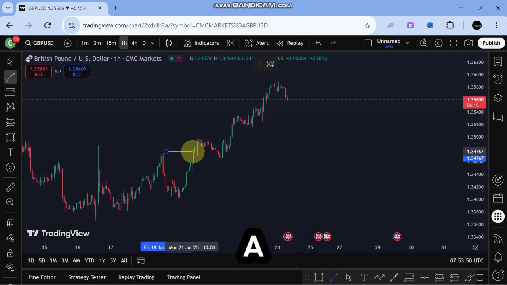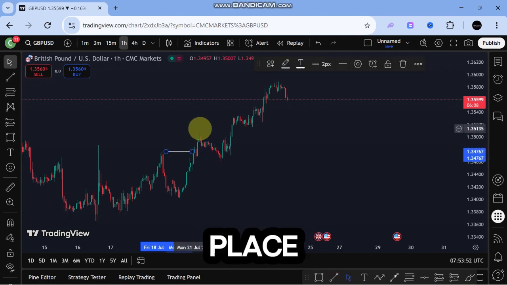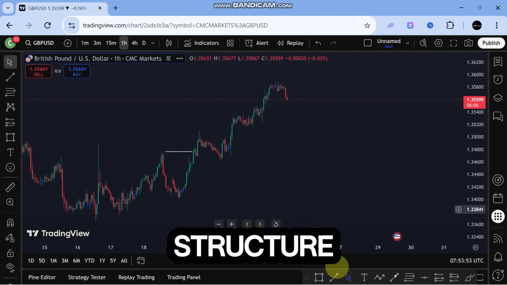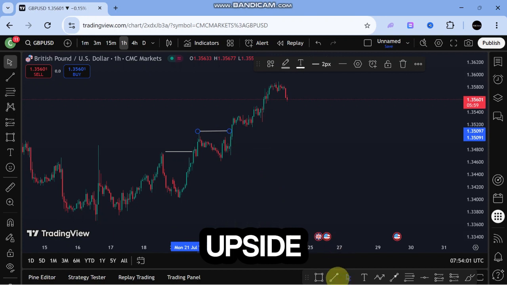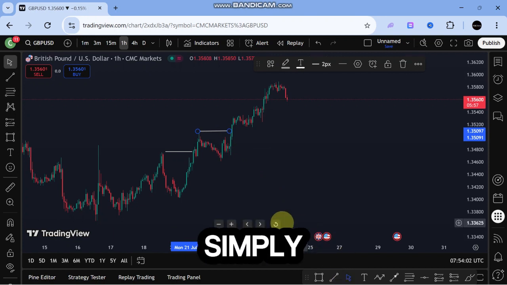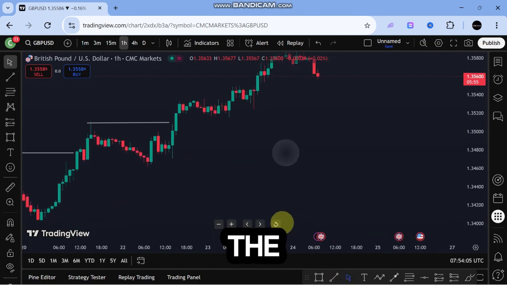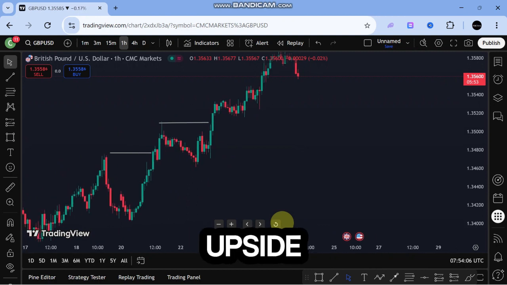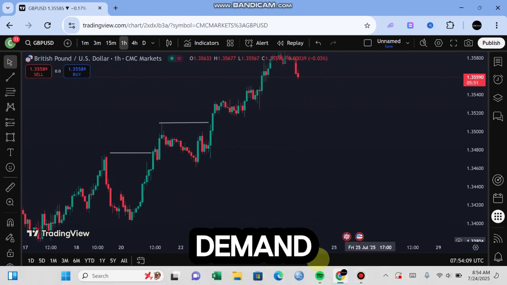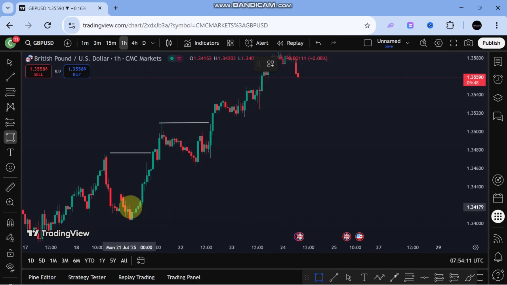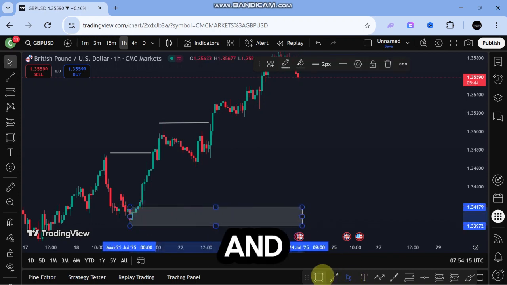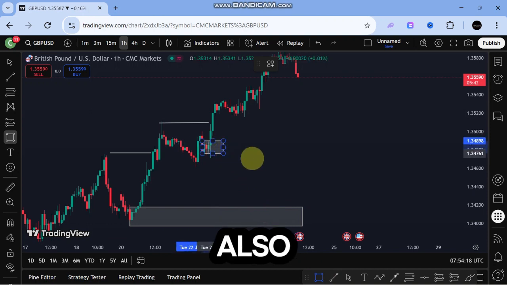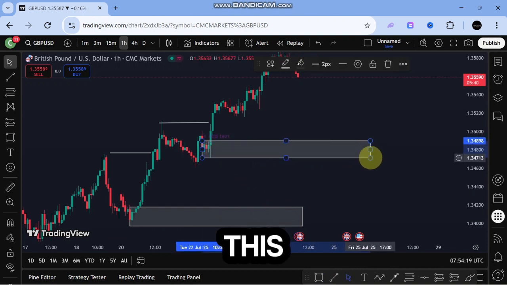So you can see there's a break of structure to the upside at this place. There's another break of structure at this particular place. There's another break of structure to the upside. So what I'll be doing is simply look for the demand zone that caused the move to the upside. Again, as you can see, there are two demand zones, right? There's one at this particular place. This is one demand zone, and here is also another demand zone that causes this move.